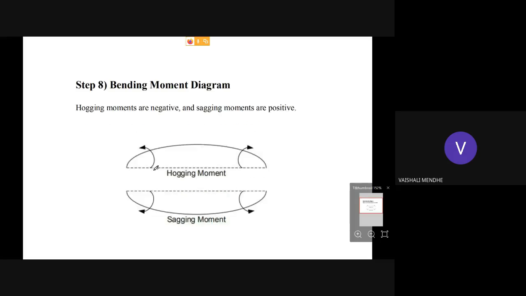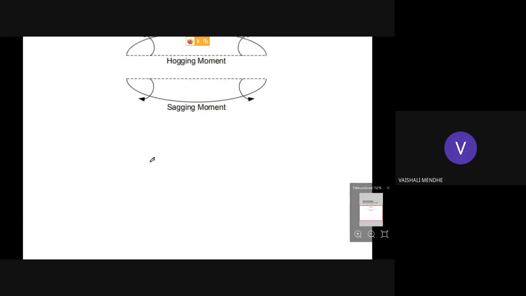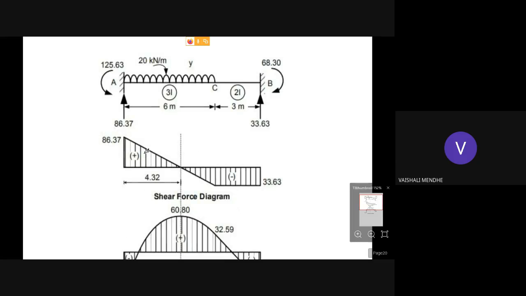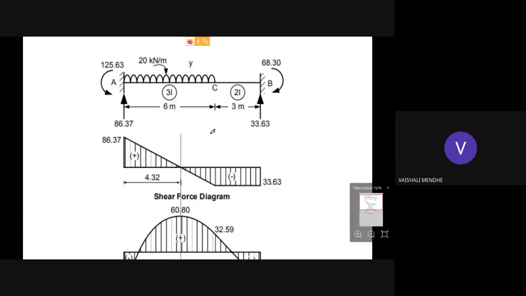So here the sign convention: hogging moments are negative and sagging moments are positive. So that end moment we will show here. This is how the bending moment diagram is plotted. The actual structure is this, the indeterminate structure. So the indeterminate final moment we got. You got MA, 125.63. Both the moments are negative, so these are the hogging moments.